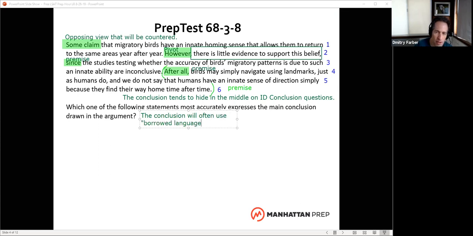They didn't spell out the conclusion. They didn't say, you should vote for me. They said, there's little evidence to support this belief. If you hadn't read the rest, you'd have no idea what the conclusion was, right? Little evidence to support what belief? So what belief are they talking about?